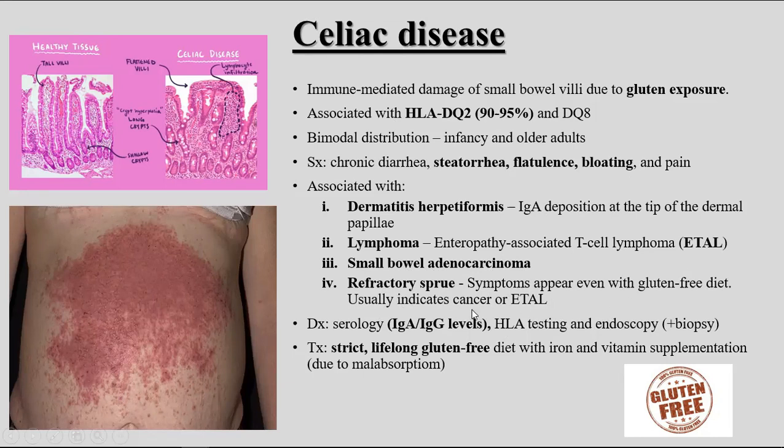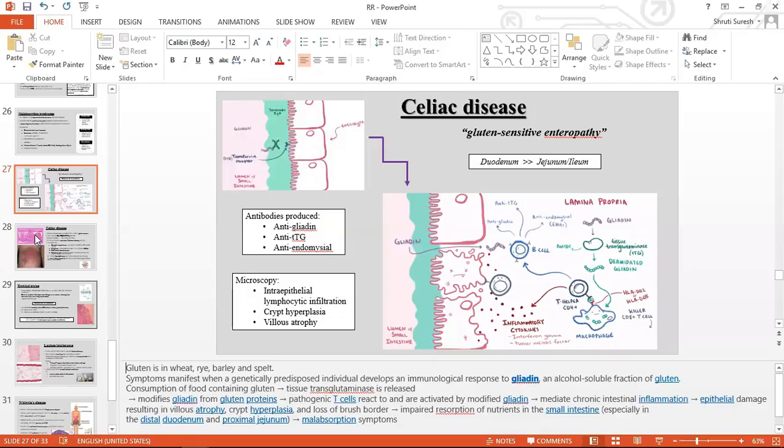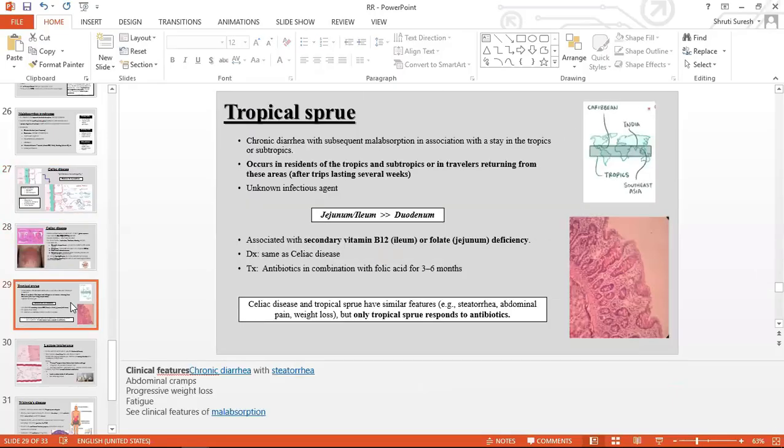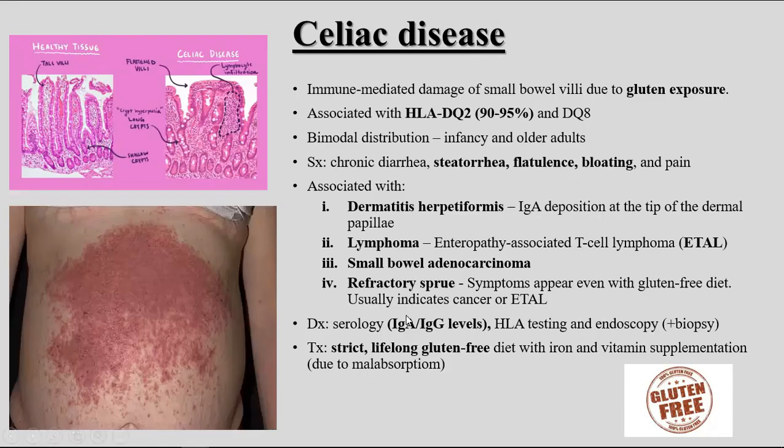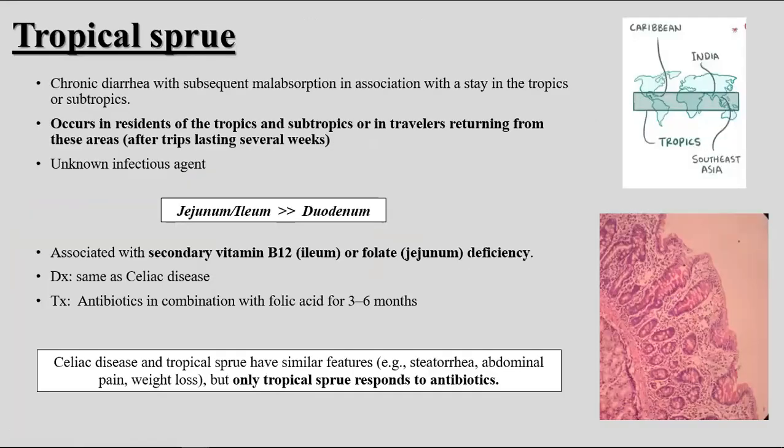So in that case, it basically means that their disease is manifested again, and when this happens, it mainly tells you that there's some kind of cancer that's been developed, which can either be the small bowel adenocarcinoma or the enteropathy type of lymphoma. Okay, so those are the two main things. So if you have sudden exacerbation of symptoms in someone who has been on a long-term gluten-free diet, then you have to suspect that they now have adenocarcinoma or lymphoma.